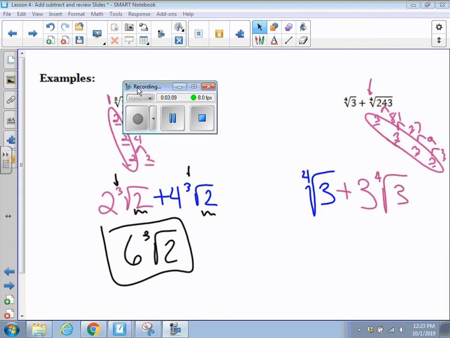So I've simplified. Now I'm combining like terms. So what are my like terms? Well, you have 1 fourth root of 3 plus 4 fourth roots of 3. Those are like terms. So that's going to get me 4 fourth root of 3.